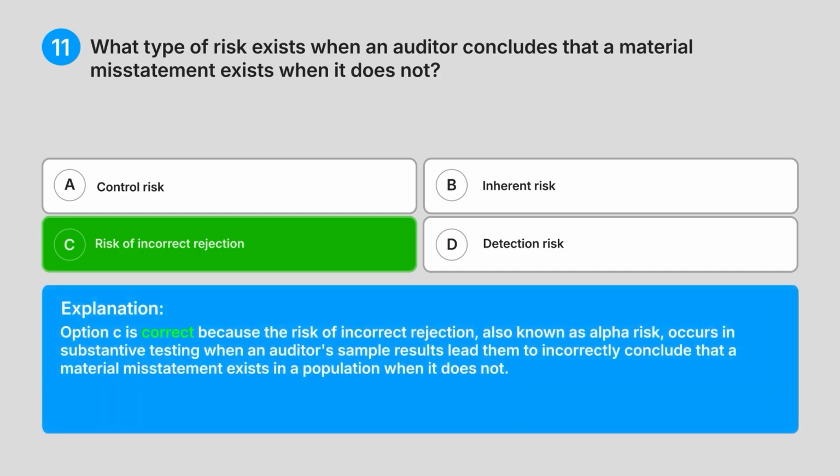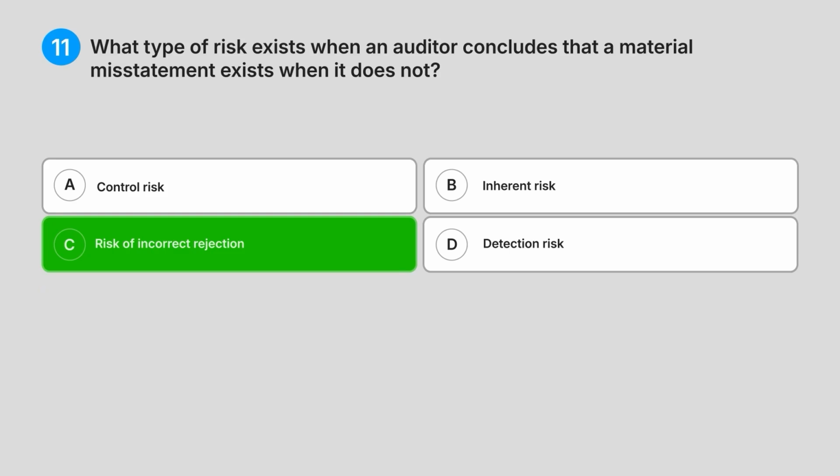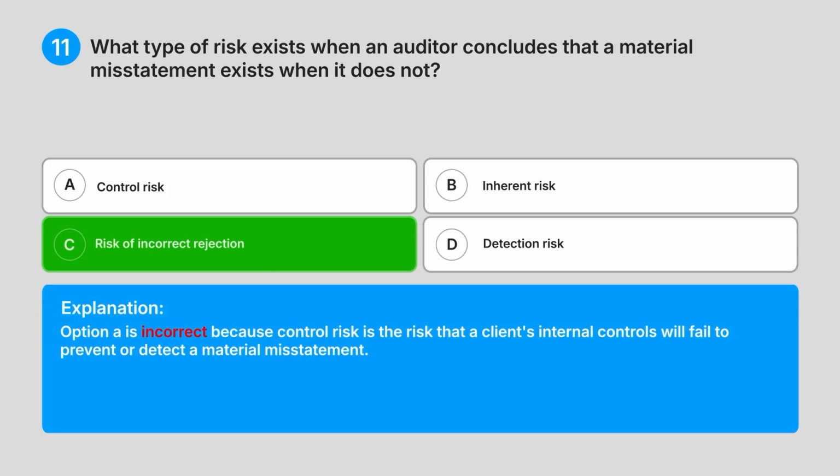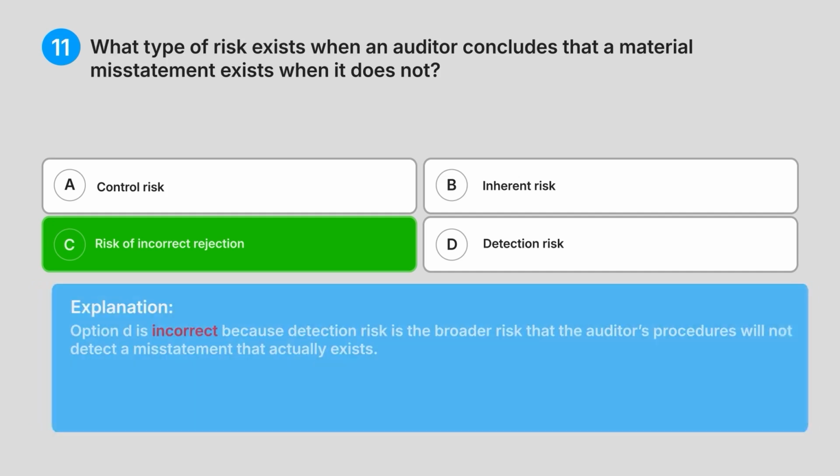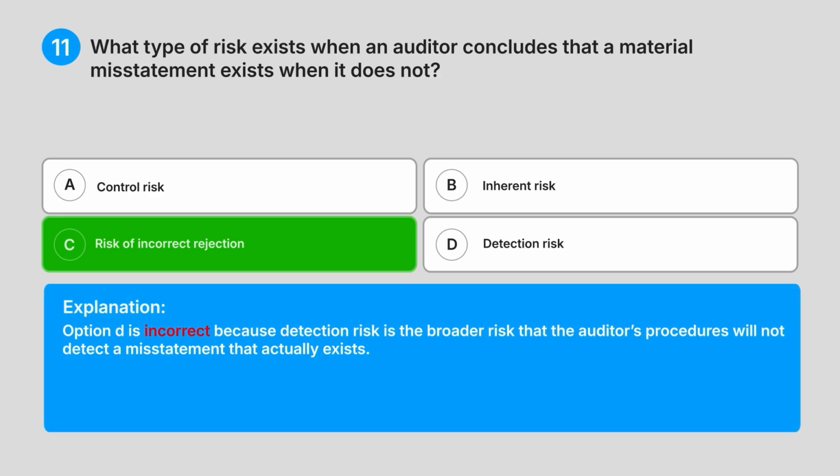Explanation. Option C is correct because the risk of incorrect rejection, also known as alpha risk, occurs in substantive testing when an auditor's sample results lead them to incorrectly conclude that a material misstatement exists in a population when it does not. Option A is incorrect because control risk is the risk that a client's internal controls will fail to prevent or detect a material misstatement. Option B is incorrect because inherent risk is the susceptibility of an assertion to a material misstatement, assuming no related controls. Option D is incorrect because detection risk is the broader risk that the auditor's procedures will not detect a misstatement that actually exists.